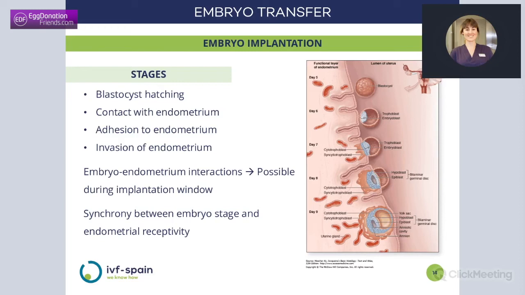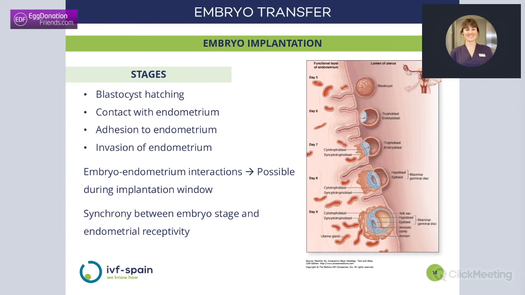So speaking about embryo implantation, to understand the process a little bit better, like we said, when we transfer the blastocyst or the embryo, the first thing that will happen is that the embryo will hatch. It will come out of the shell. Then it will contact the wall of the uterus, the endometrium. Next, it will adhere to it. And finally, it will invade the endometrium. This process implies complex molecular interactions between the embryo and the endometrium. And there is a particular stage of the endometrium in which it is capable of performing these interactions. This stage is called the implantation window.